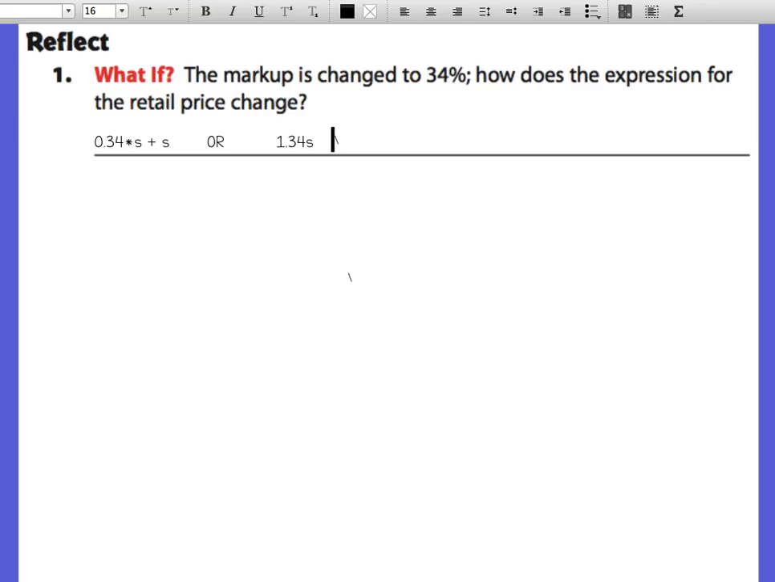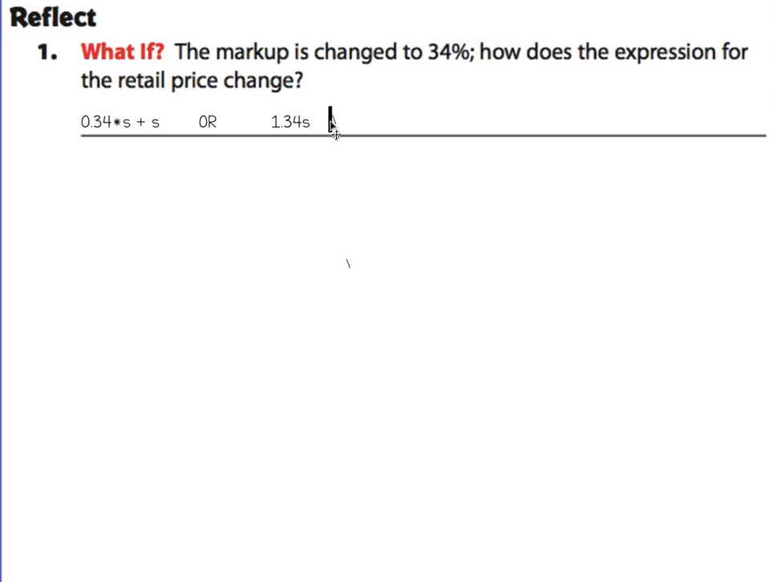Okay, so when it's a markup, you're always going to have that 1 in front because they always want you to pay 100% of the cost. That might change though, because if they want you to pay more than 100% of the cost, then this 1 is going to go up.